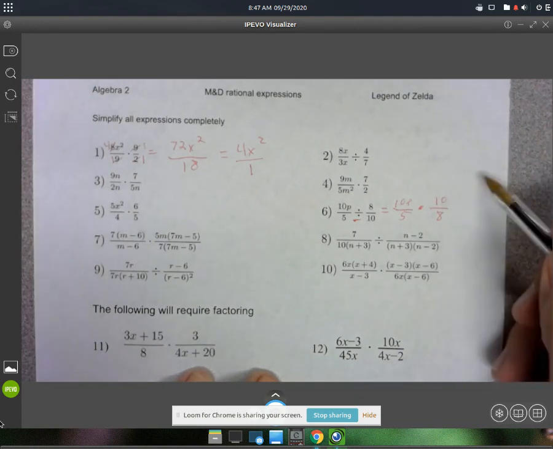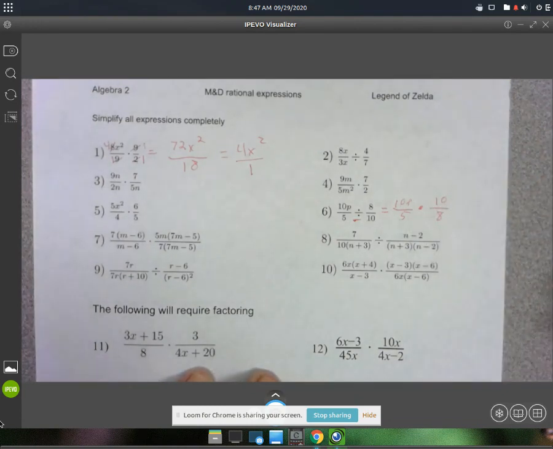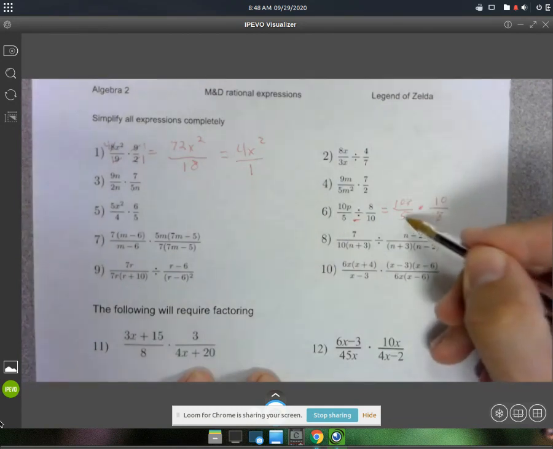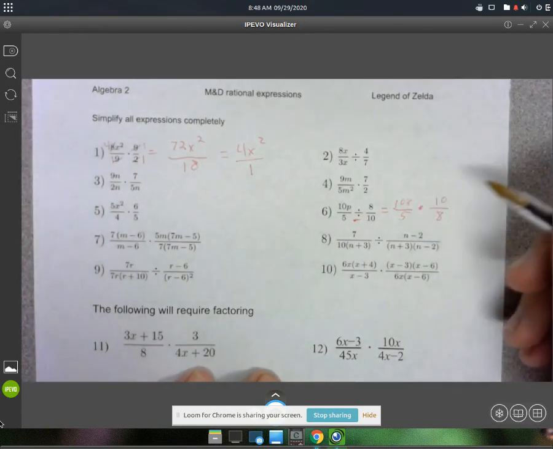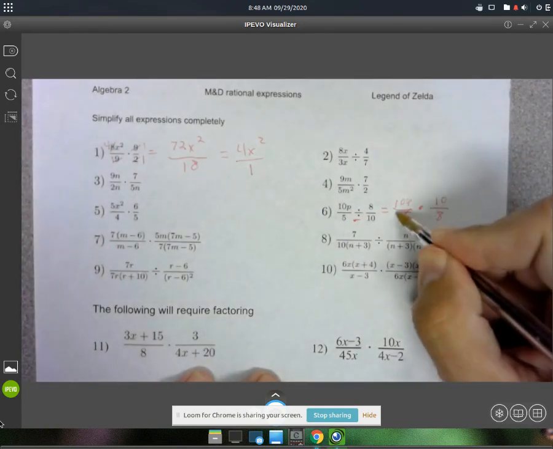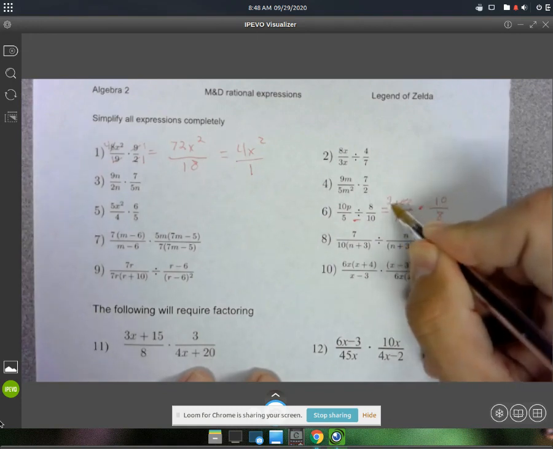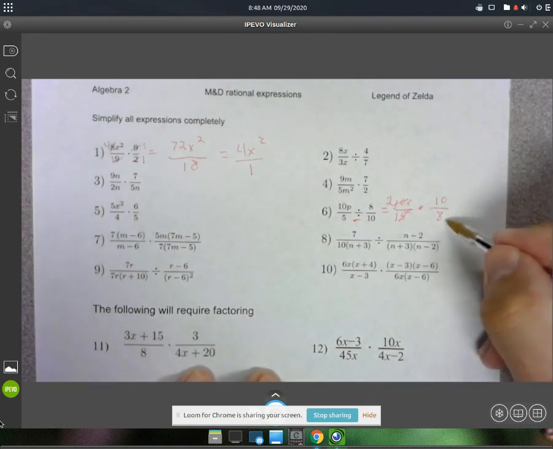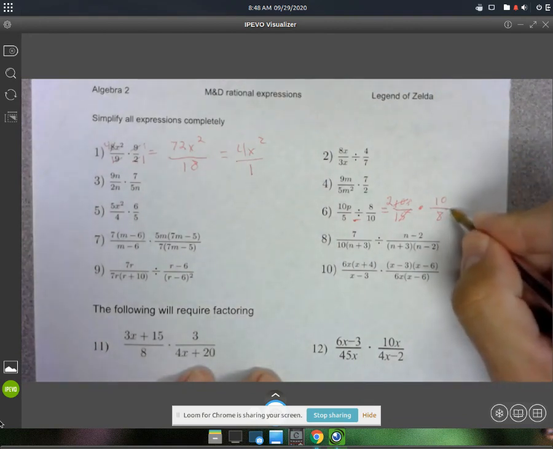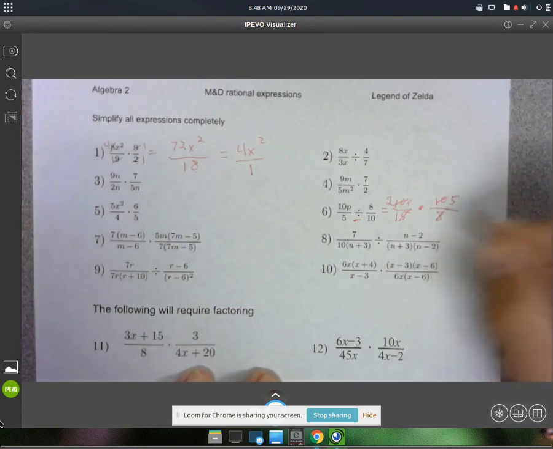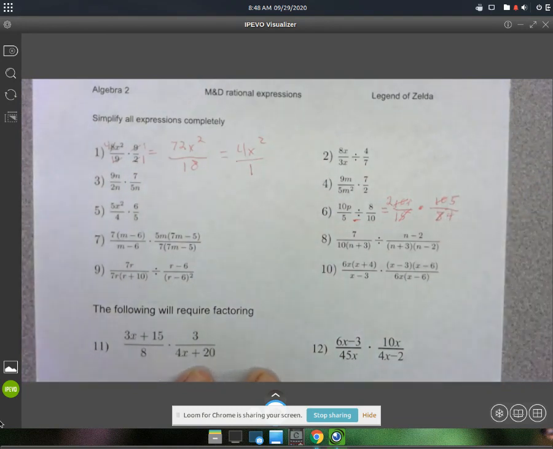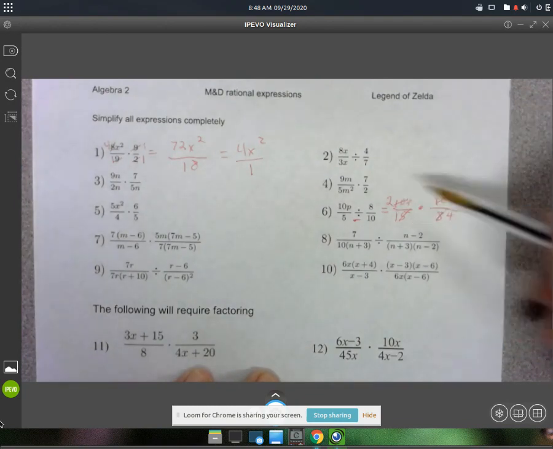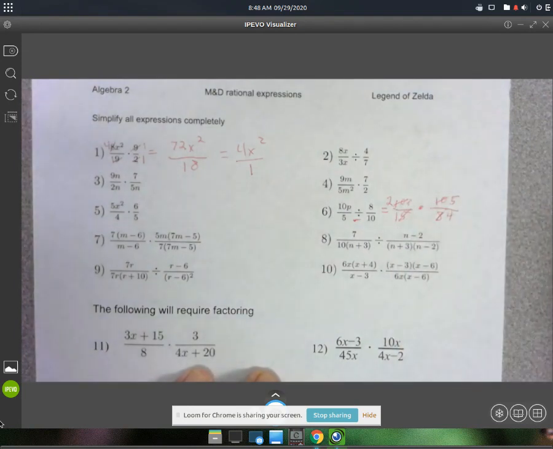All right, now you can cancel stuff diagonally and vertically if you'd like. So like this 10 and this 5, you can divide both of those by 5. So this one becomes a 1, and that one becomes a 2. Let's see, the 10 and the 8, you can divide those both by 2. So this one would become a 5, and this one would become a 4. Now the 2 and the 4, you could go ahead and simplify those to 1/2 if you want. I'm just going to go ahead and multiply straight across and then simplify.